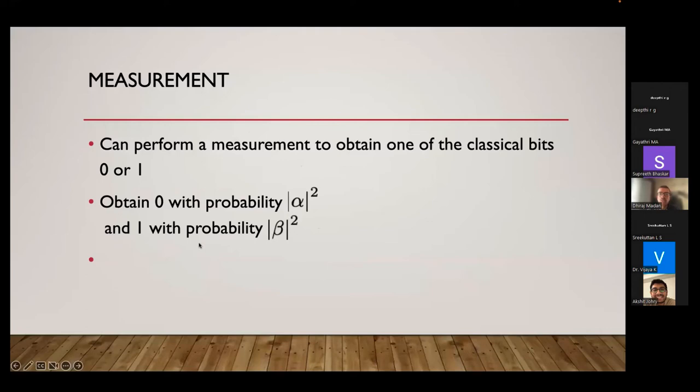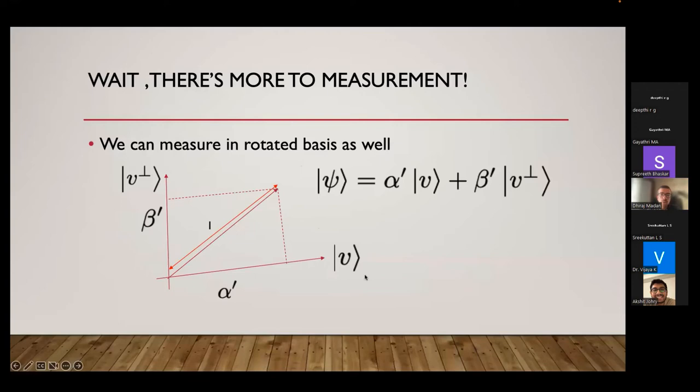Okay. So not just can you make a measurement in this 0-1 basis, I could also consider some rotated basis. In linear algebra, you would have studied that when you define a basis, you need not just take the standard basis. You can even consider a rotated basis. Suppose I have some rotated basis ket v and ket v perpendicular. Now I can take the projections onto each of these, and that will give me the probability of measuring ket v or ket v perpendicular. So this is how the measurement looks.